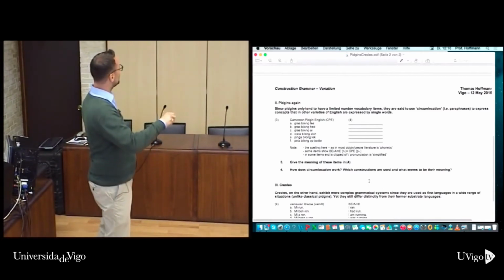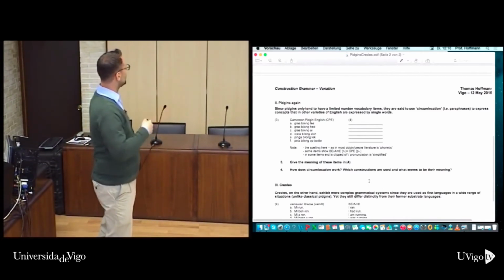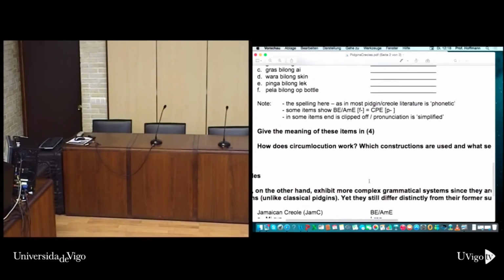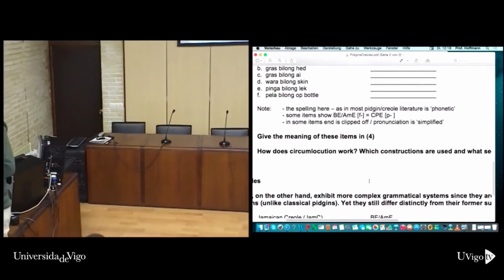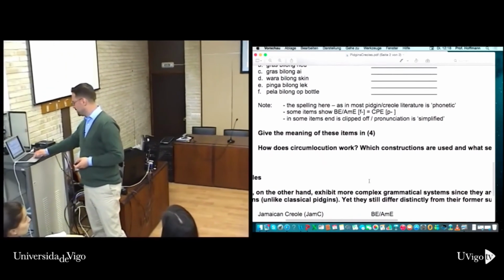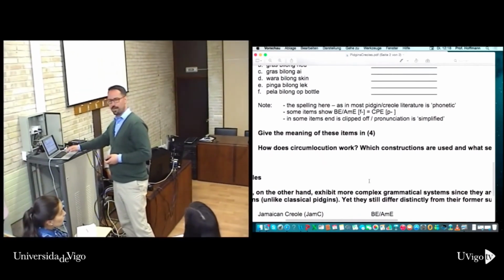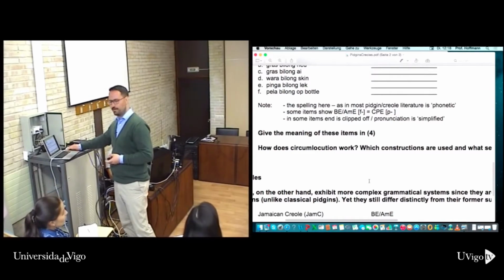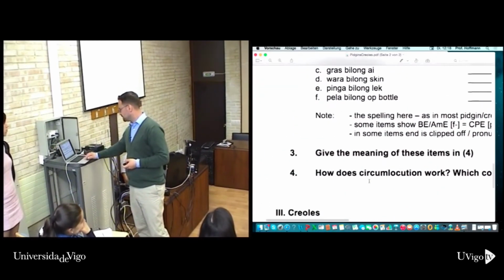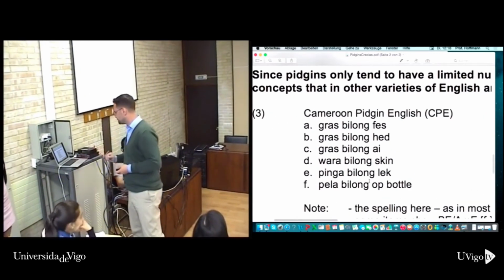Circumlocution, paraphrases are sometimes used to express it, that in other varieties would be expressed by single words. Okay. And just as a footnote, the spelling here is roughly phonetic, as in most Pidgins and Creoles. Some items have a fortification of initial f to p. That might help you to identify what word they are making reference to, and sometimes it's clipped off. But let's have a look at those. Just a second. Okay.